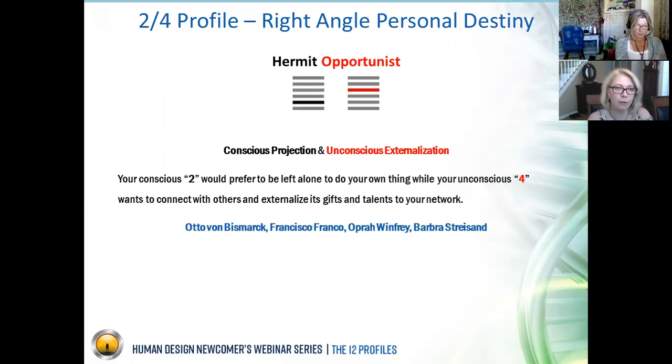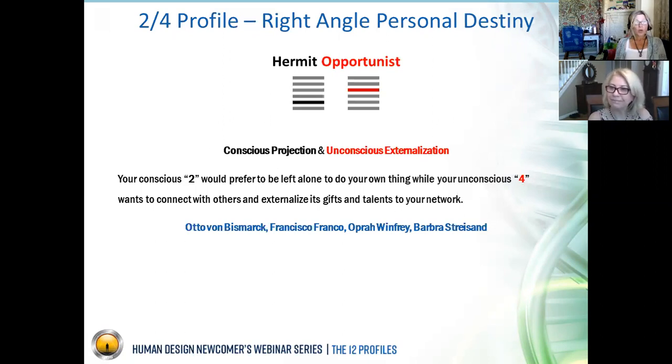The 2/4 profile hopefully gets the call from their network, and gets to externalize their natural gifts and talents. Again, the 2/4 has these natural gifts and talents that they project out and aren't necessarily aware of, but their network will see them. So, 2/4 profile, the hermit opportunist.